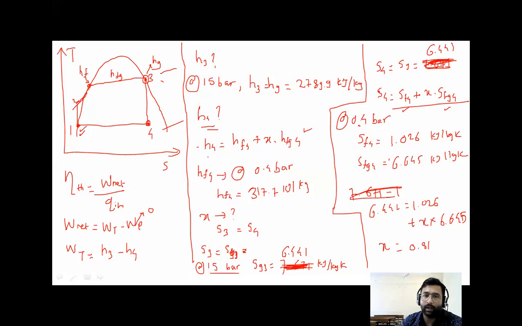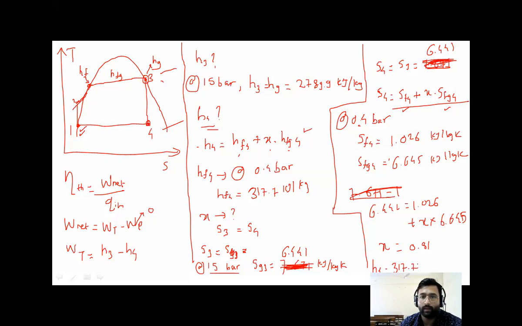The H4 काढताना आपल्याकडे HF4 होतं, HFG होतं, फक्त dryness fraction नव्हतं. So for that we have calculated the X value. Now go to this equation and calculate H4. How to calculate H4? H4 will be equal to HF4, how much is that?